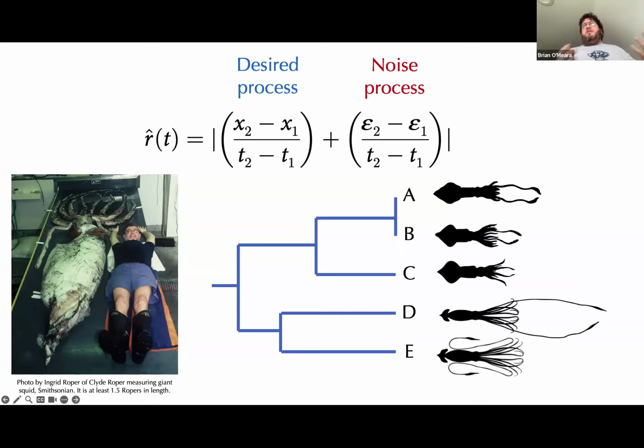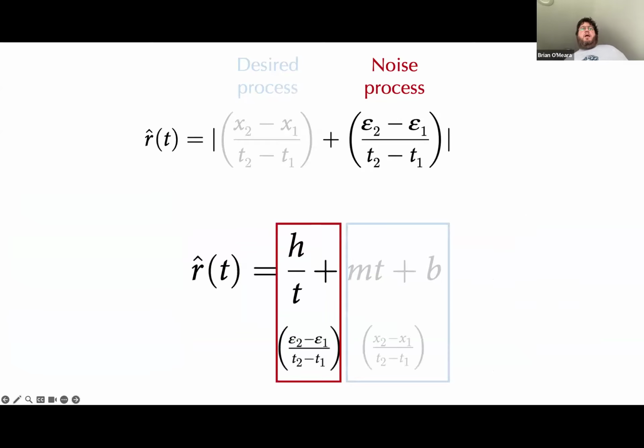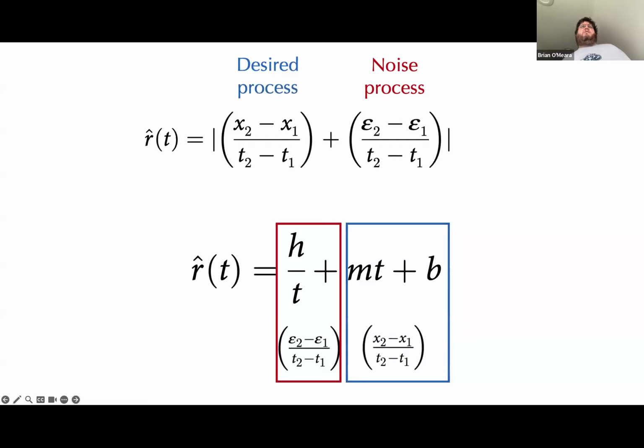And so this process might be independent of time, where you have a plus or minus 10% for the body length. It doesn't matter how far apart the things are in time, each one has a plus or minus 10% value. And so we made a model to fit this. One is a model for the noise process where you have some constant amount of variation, h, and then we divide that by time. And then we have a desired process, and for that we had a simple model of increase or decrease in rate and/or a constant rate.